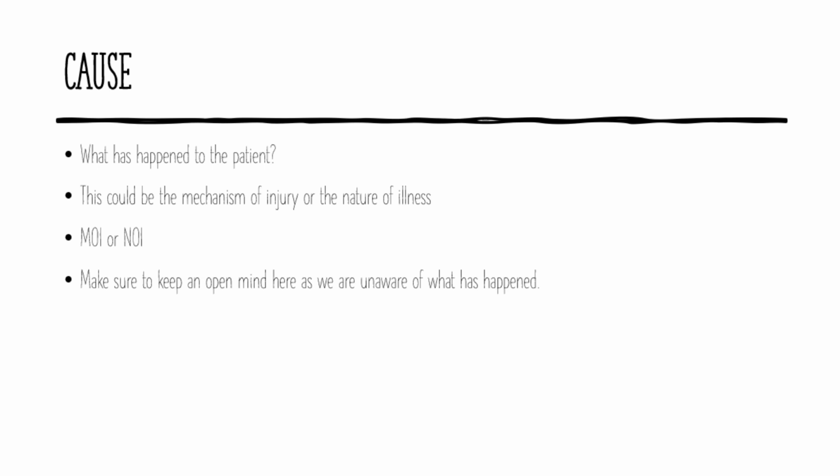Next, you move on to C, which is cause. What's happened to the patient? Could this be a mechanism of injury, or could it be the nature of an illness? We normally call them MOIs or NOIs. Make sure to keep an open mind here, as we're currently unaware of what has happened to the patient.